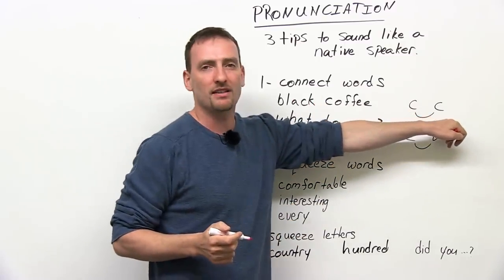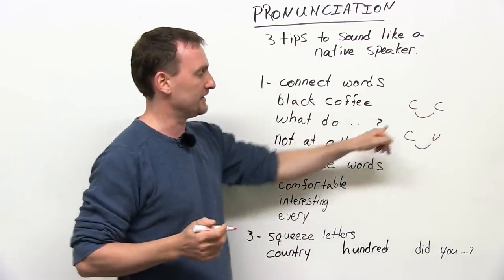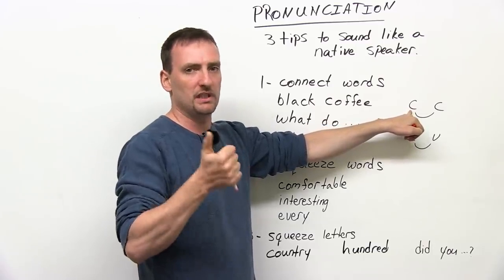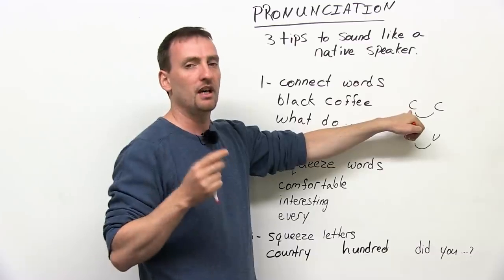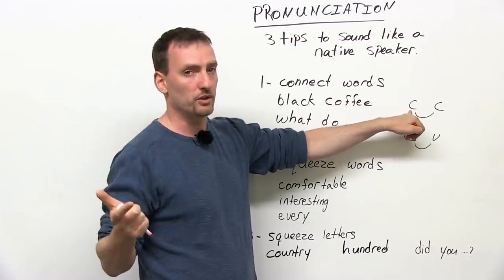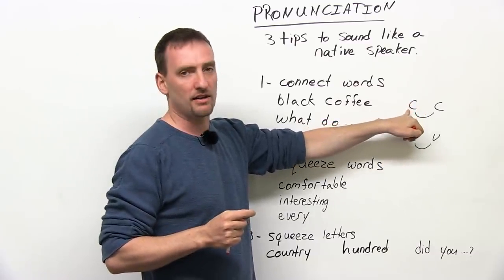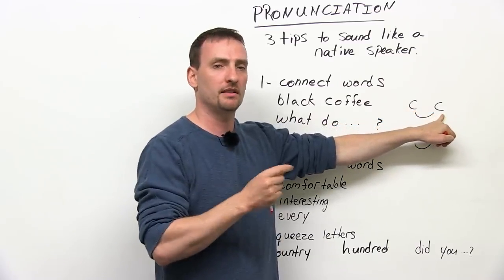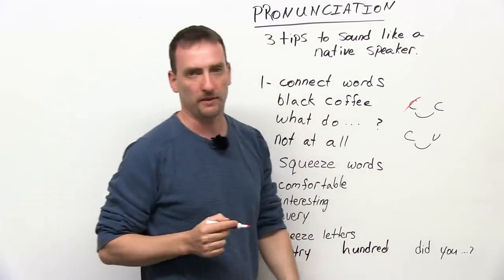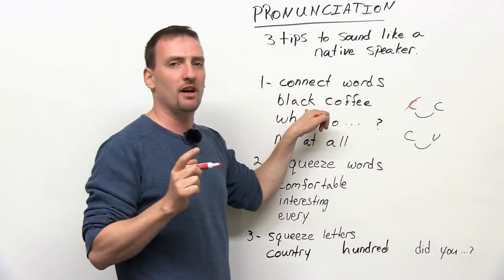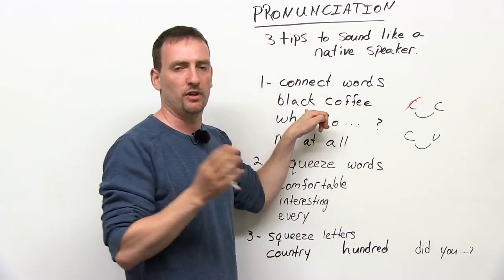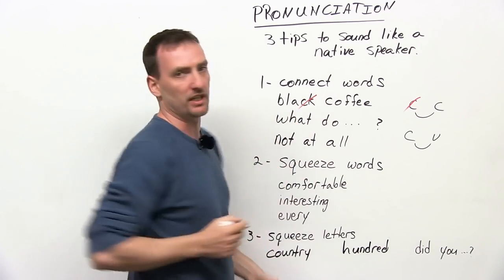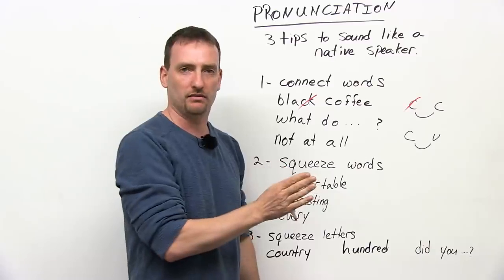You can connect consonants to consonants. What this means, when a word ends in a consonant, B, C, D, F, G, etc. A vowel is A, E, I, O, U. When a word ends in a consonant and the next word begins with the same consonant, drop the first one. So for example, we do not say black coffee. We don't say K. There's only one K. Black coffee. Okay?